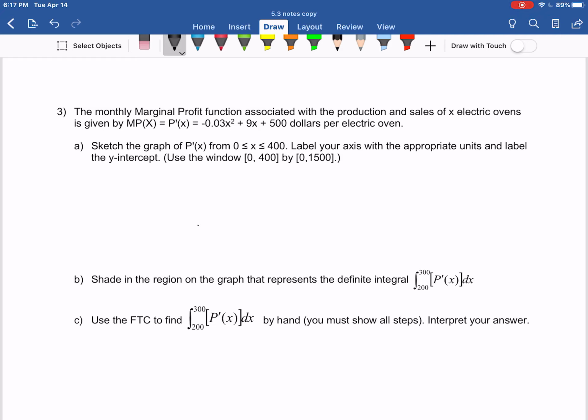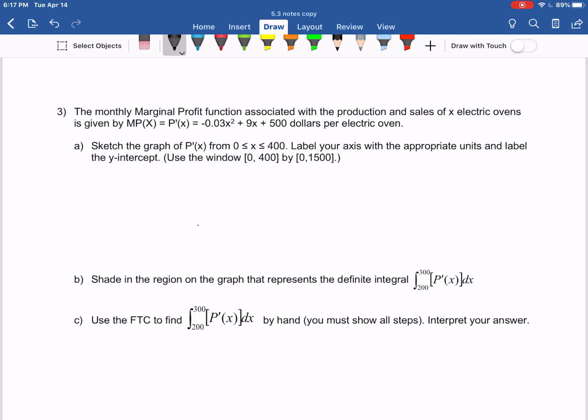So as X goes up by 1, as we increase the production and sales by one extra item, this marginal profit tells you the additional profit we can expect from that. And so that's the derivative of profit. First, for part A, we're going to sketch the graph of P prime from 0 to 400. Label your axes with the appropriate units and also label the y-intercept value.